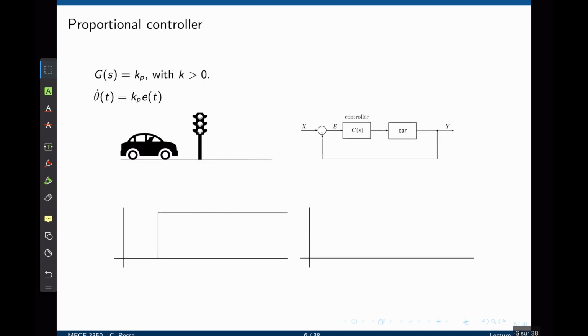Before we go deeper into the math, let's try to understand how a PID controller works and what is the benefit of having a PID controller as opposed to a proportional controller.